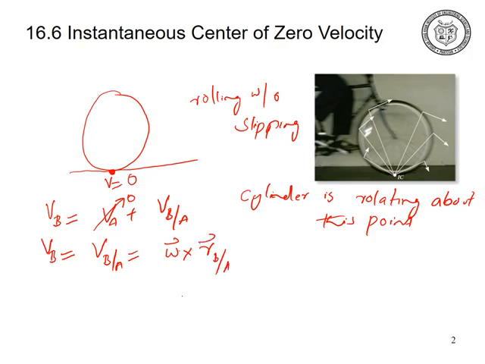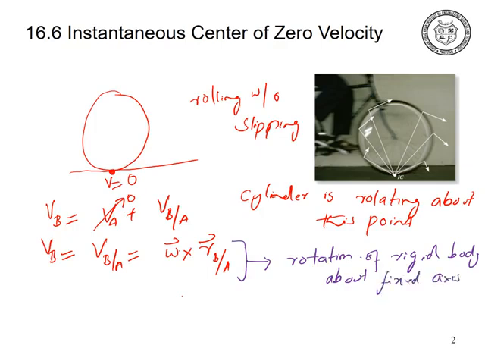So what is this equation? This equation is for rotation of a rigid body about a fixed axis. This equation only comes when the velocity of the particle A is 0, or when there is no translation. When the velocity of the particle A is 0, the velocity of the particle B is equal to omega cross RB with respect to A.